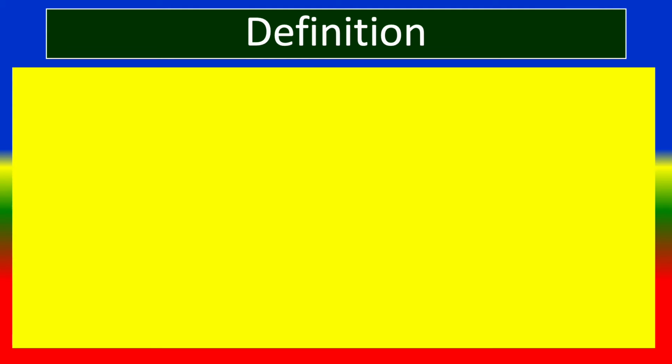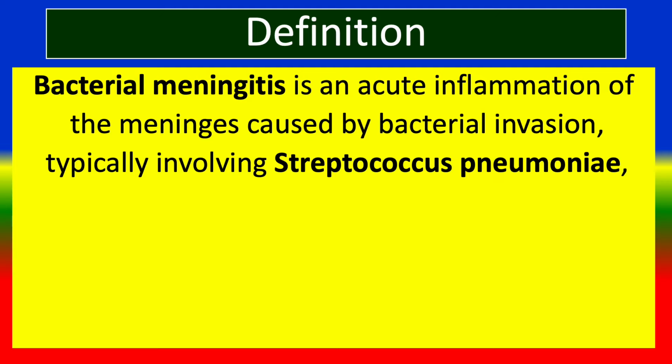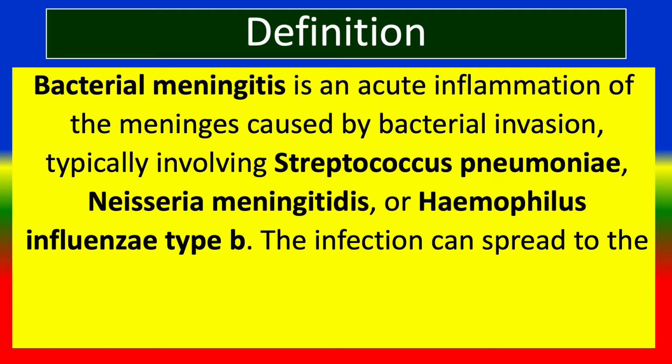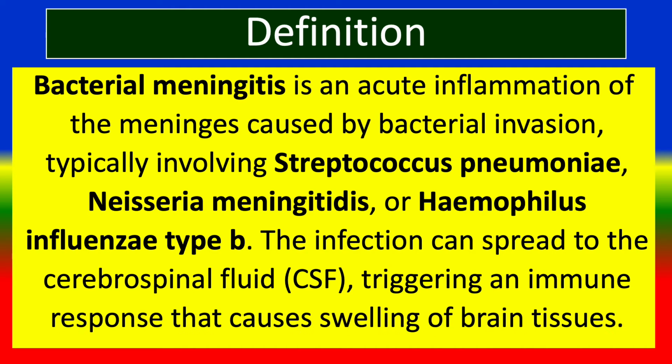Definition. Bacterial meningitis is acute inflammation of the meninges caused by bacterial invasion, typically involving Streptococcus pneumoniae, Neisseria meningitidis, or Haemophilus influenzae type B. The infection can spread to the cerebrospinal fluid (CSF), triggering an immune response that causes swelling of brain tissues.